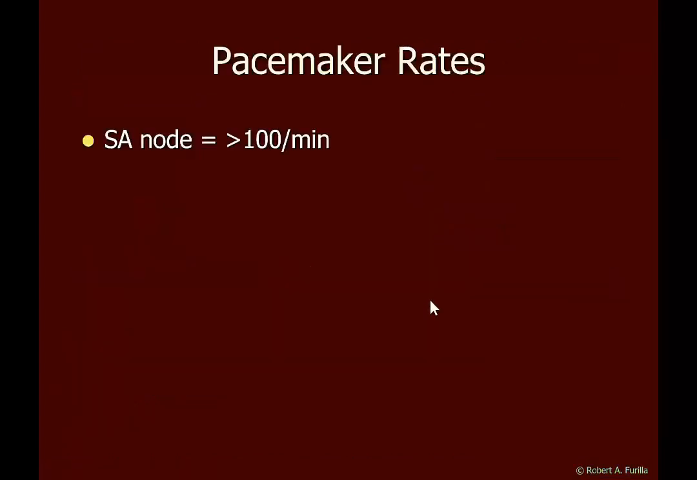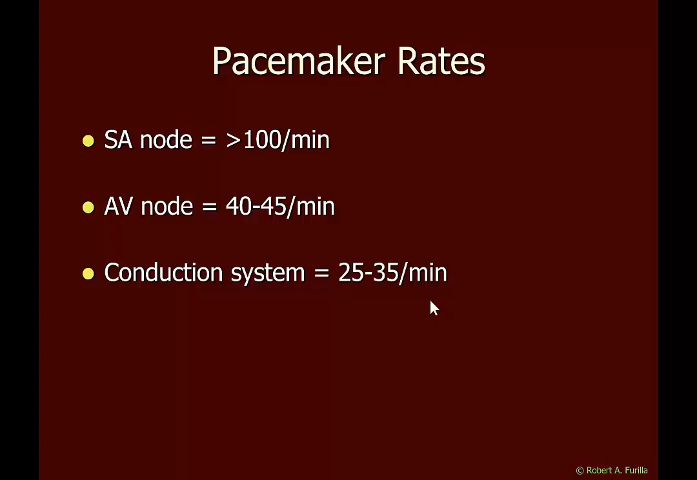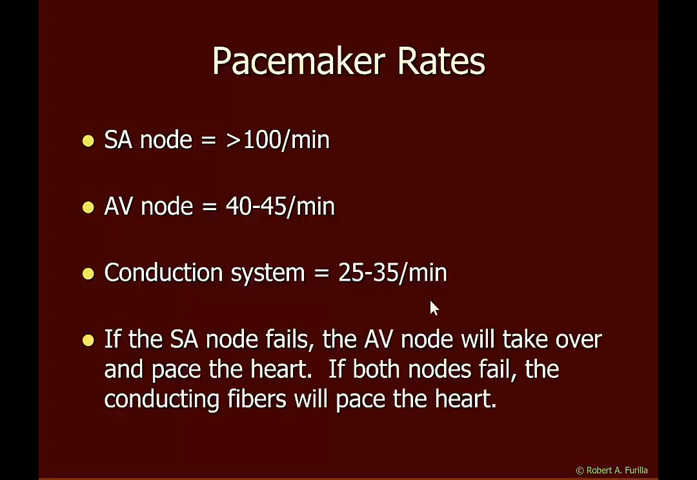The SA node operates on its own without any autonomic nervous system input, and it runs at about 100 to 120 normally. I've seen studies of heart transplants in which the heart will run at about 120 beats per minute. The AV node, on the other hand, also is a pacemaker, but it runs at about 40 to 45 beats per minute. And the conduction system, primarily the bundle of His, has its own pacemaker, and it will operate at about 25 to 35 beats per minute. So if the SA node fails, the AV node becomes the pacemaker. And if both the SA node and the AV node fail, the conduction system becomes the pacemaker.